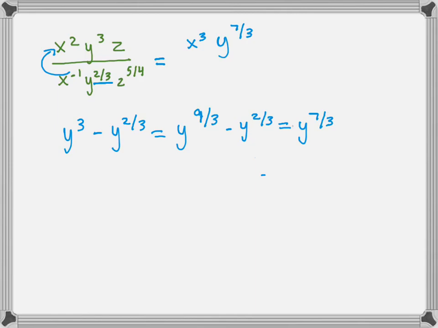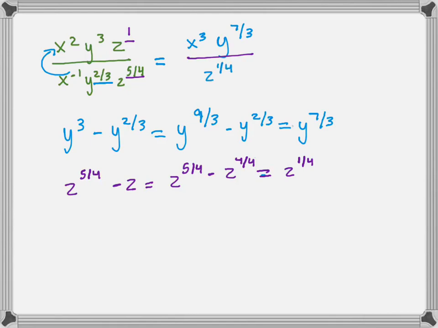And then we want to pull this z actually to the denominator because the denominator is bigger than the numerator, so this is an imaginary 1. So we're going to do z to the 5/4 minus z, which equals z to the 5/4 minus z to the 4/4, which just equals z to the 1/4. And we are going to put that on the bottom, so z to the 1/4.